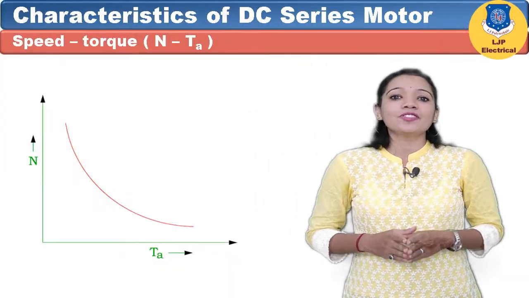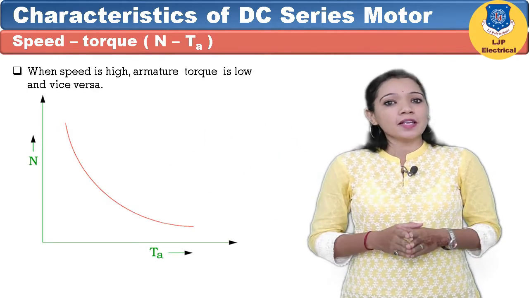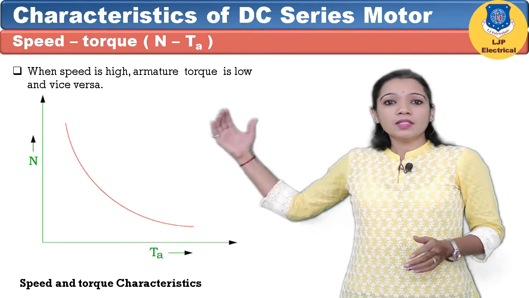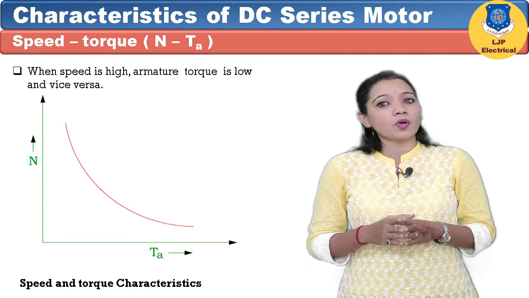The next characteristic is between torque and speed. So when speed is high, the torque will become very low. You can see from the figure, the relation between speed and armature torque is shown in the figure.